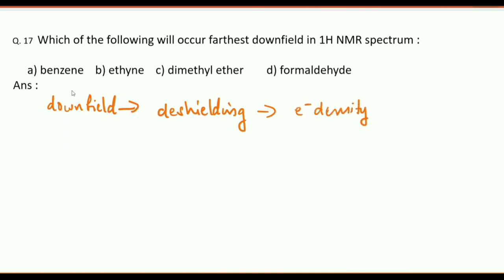Electron density is lowered. In benzene, ethane, dimethyl ether, we know there is no substituent which will cause de-shielding. But in formaldehyde, HCHO, a CHO group is there, so this will de-shield the proton. So de-shielding will occur in formaldehyde. So which of the following will occur farthest downfield in 1H NMR spectrum? Formaldehyde will have more de-shielding. It will have lower electron density on that proton.